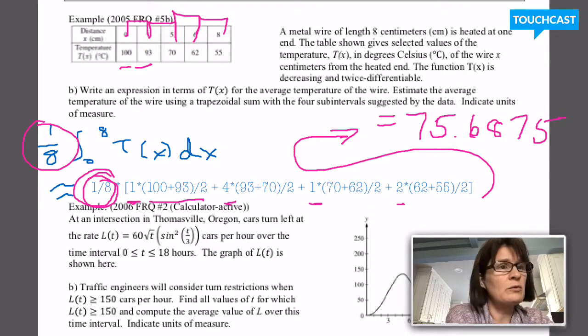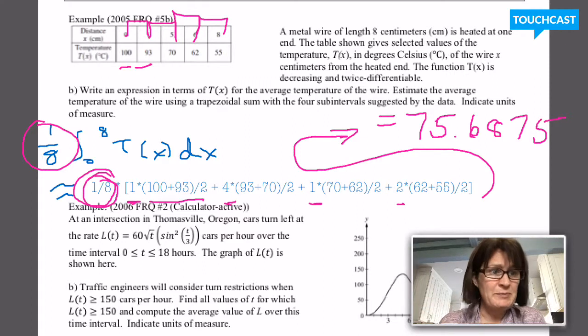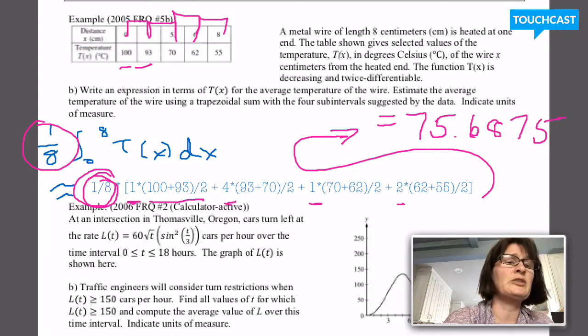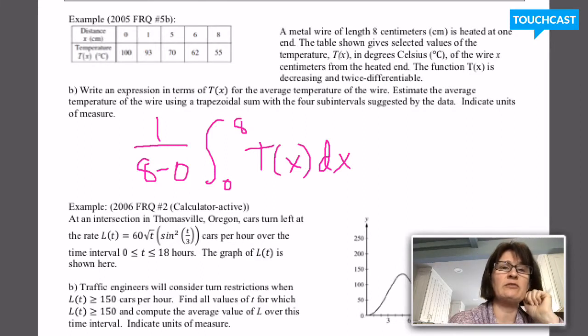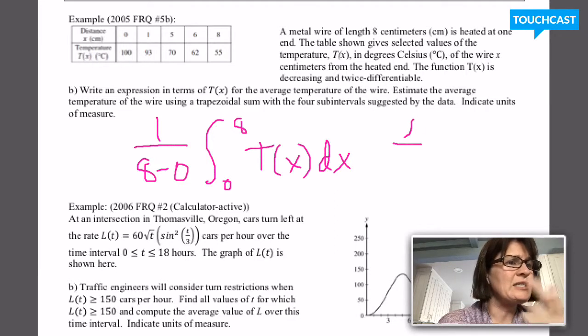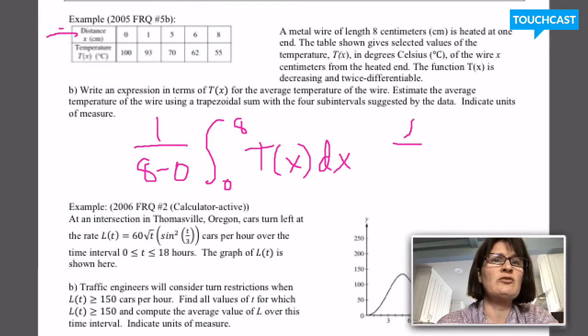So 75.6875 degrees, well, we've been asked to indicate units of measure. So the answer is degrees, because we measure temperature in degrees, so average temperature is also measured in degrees. But let's see where that comes from. Remember that an integral means adding up a bunch of areas of rectangles. So let's look at the units on the parts of this average value of a function expression. So 1 over 8 minus 0, if we're just going to examine the units, it's going to be 1 over, the 8 and the 0 were measured in distance from the wire. They're measured in centimeters. So 1 over 8 minus 0 has units of 1 over centimeters.